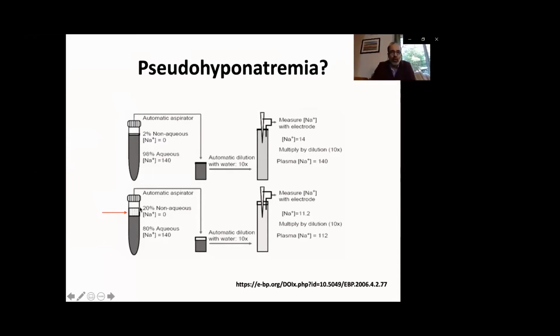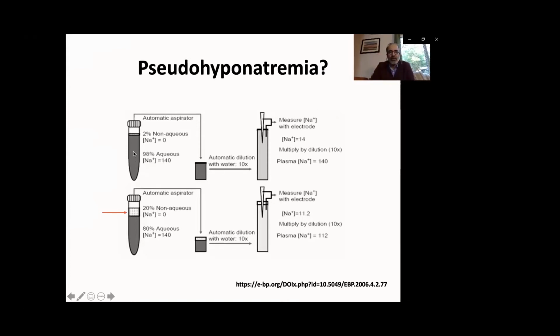So when you have a lot of non-aqueous part within this tube, which is shown here by this red arrow, then you have less of your aqueous portion, and your sodium is actually within that aqueous portion. And when it gets diluted to a certain percent, this is generally 10 times the dilution, then what happens is that if you have less aqueous portion to start with, and you dilute it 10 times with the same amount of fluid, your sodium will be diluted more.